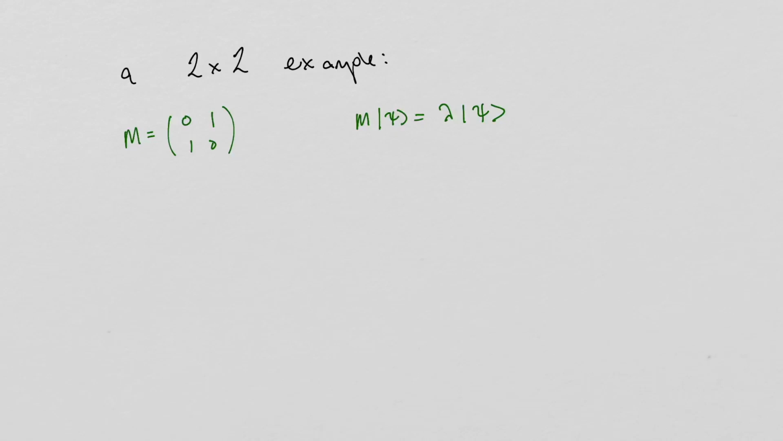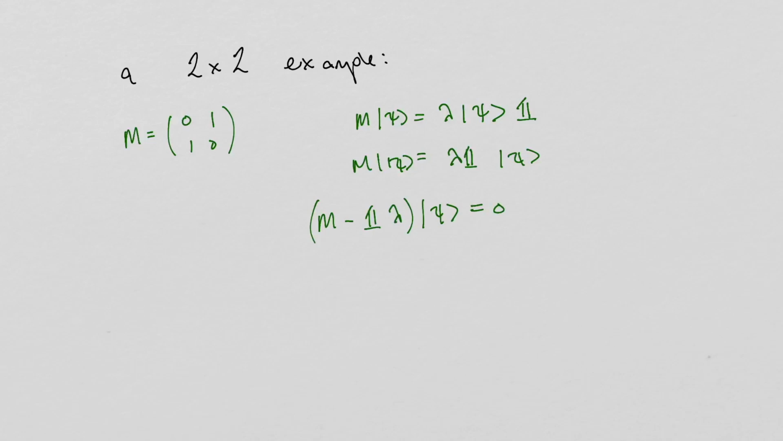Just to recreate a tiny bit of math that you've seen before, we do this by, on the right-hand side, multiplying lambda by the identity matrix. I'm going to represent that as a big capital 1. So I have lambda times the identity matrix on the right-hand side, and I have the matrix on the left-hand side. I then subtract the right-hand side from the left-hand side, so M minus the identity matrix times lambda acting on the state is equal to 0.